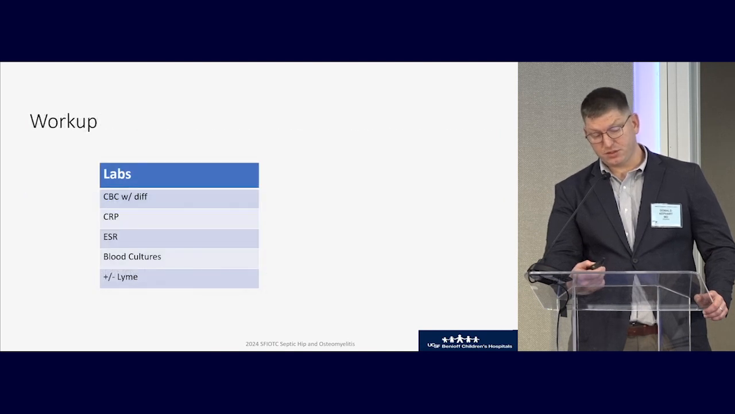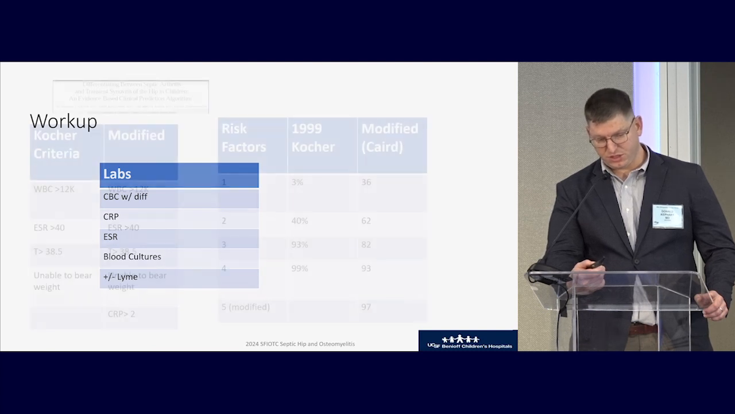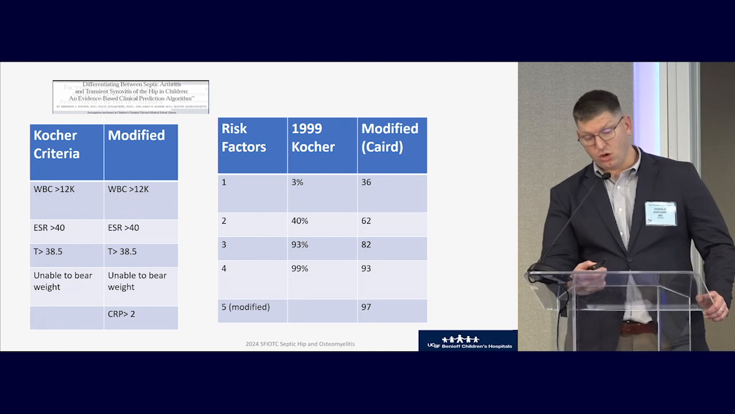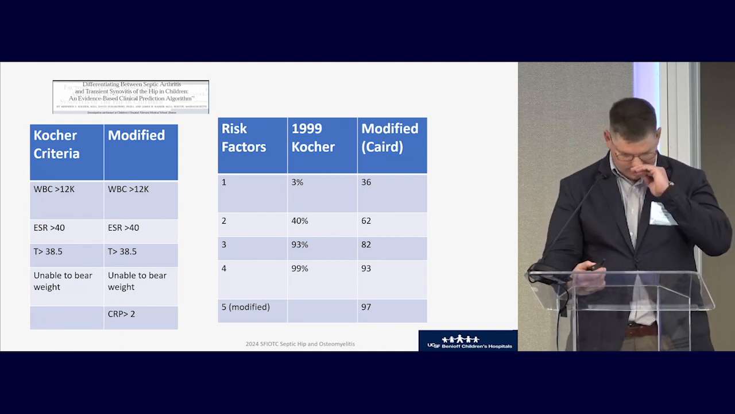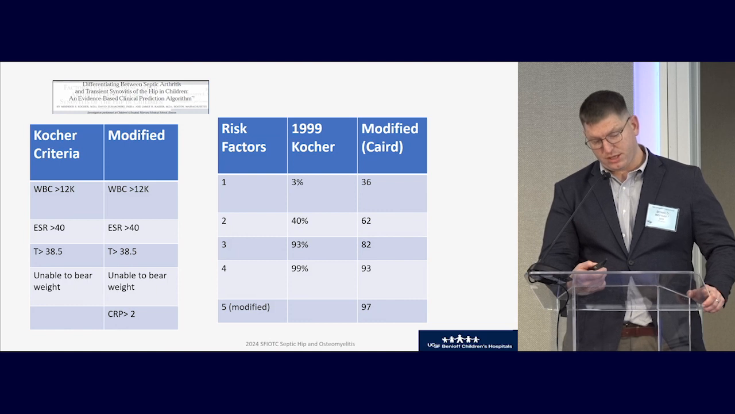Workup is with labs: CBC with differential, CRP, ESR, blood cultures, plus or minus a Lyme titer if there's a history or geographic location that is suggestive of a risk of Lyme disease or tick exposure. We can use the Kocher criteria and the modified Kocher criteria, combining the white blood cell count, ESR, the temperature, and the child's ability to bear weight or not to predict whether or not they have a septic arthritis. A child with all 5 of the modified Kocher criteria is quite likely to have a septic hip, whereas a child with 1 is quite unlikely.